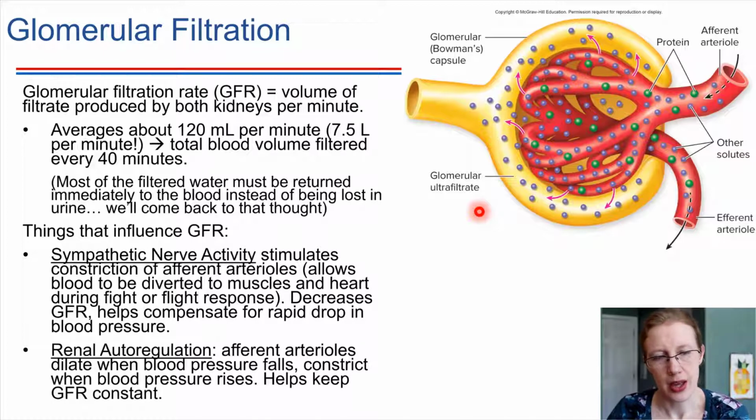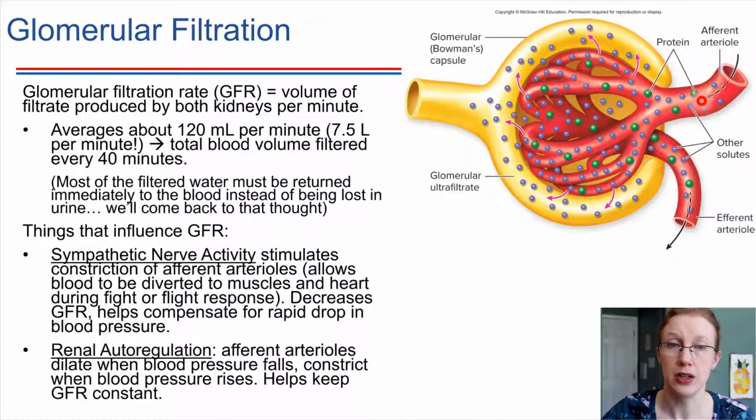Okay, so before we get into that, some things that influence the glomerular filtration rate. There are a couple of possibilities. There is nerve innervation that can stimulate these arterioles. Depending on the diameter of those arterioles, if they are constricted or if they are dilated, that's going to influence how quickly the blood is flowing through the glomerulus. So that in turn will influence the glomerular filtration rate.